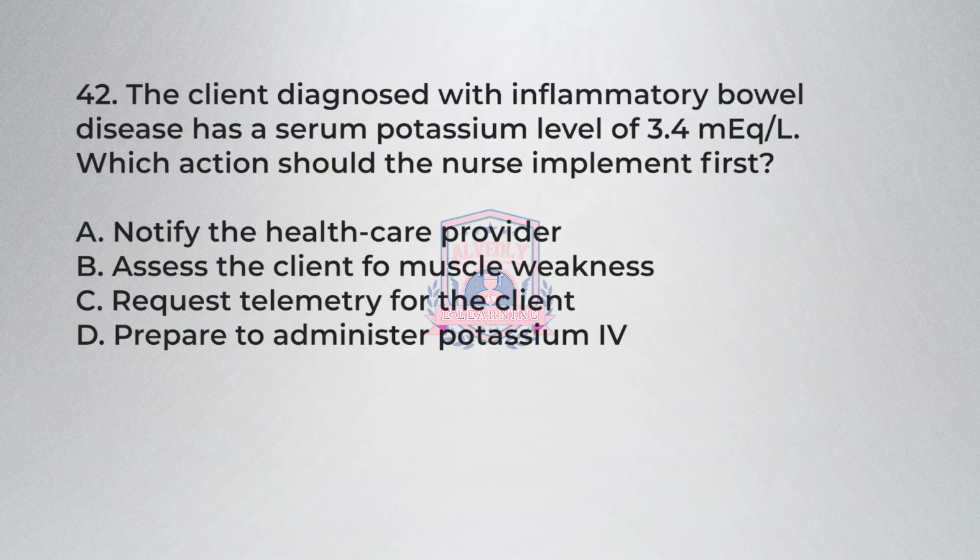Question 42. The client diagnosed with inflammatory bowel disease has a serum potassium level of 3.4 milliequivalents per liter. Which action should the nurse implement first? A. Notify the healthcare provider. B. Assess the client for muscle weakness. C. Request telemetry for the client. D. Prepare to administer potassium. Correct answer is B. Assess the client for muscle weakness.